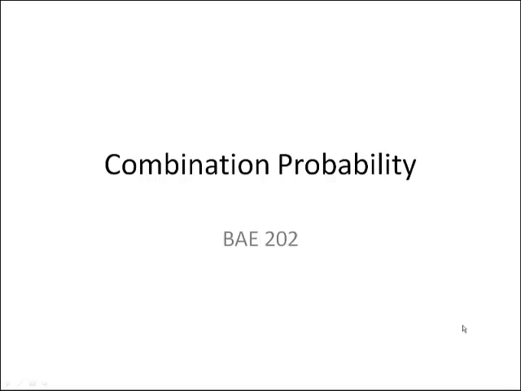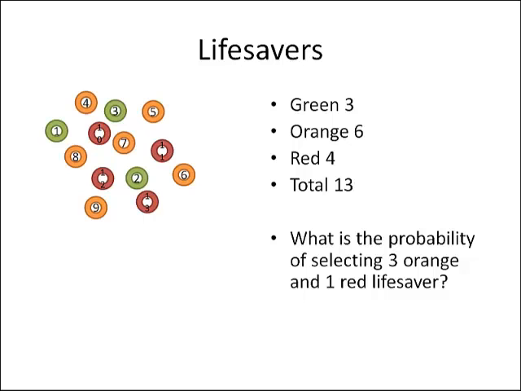All right, well, this is going to be the little mini video on combination probability. For this one, we're going to use an example with lifesavers. And we have 13 lifesavers total, 3 of which are green, 6 are orange, and 4 are red.